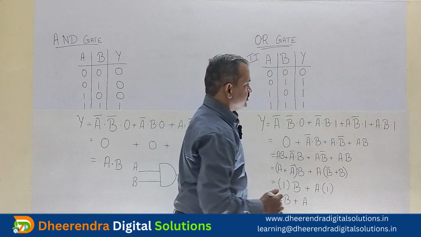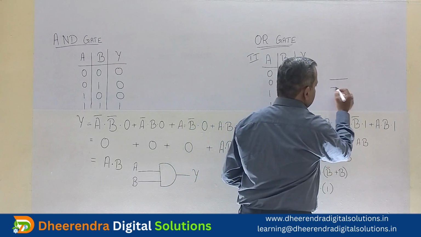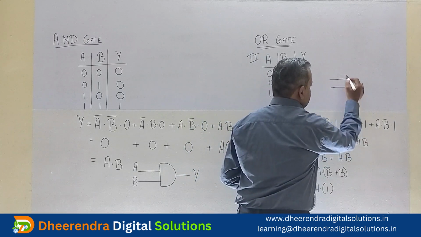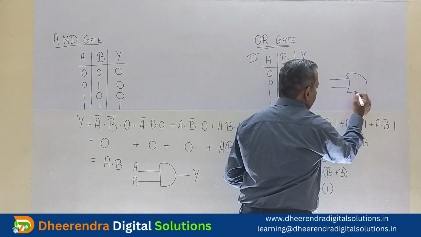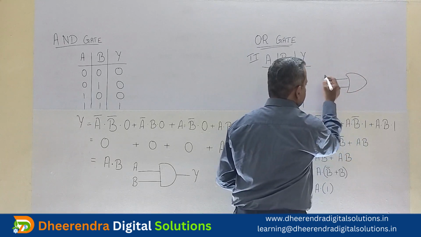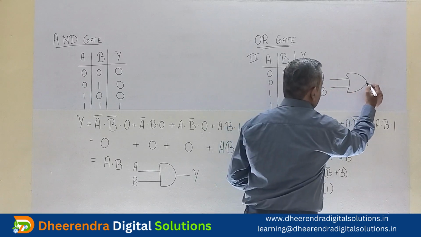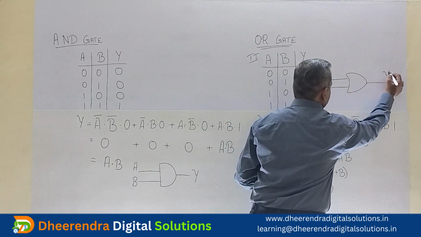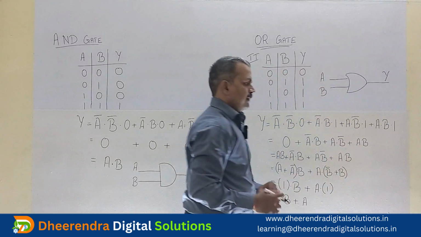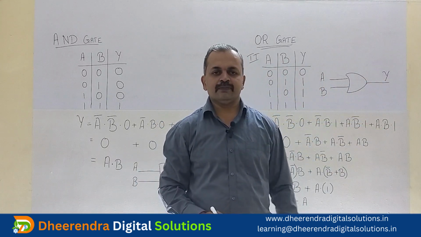So this is the equation. And what will be the representation of this gate? This is the representation for the OR gate. It is a curvature that we have on all three sides. So it is A, B, and we have Y. Right? This is your OR gate.